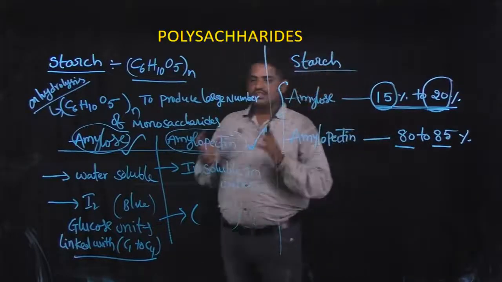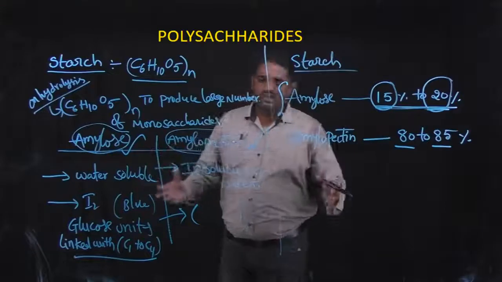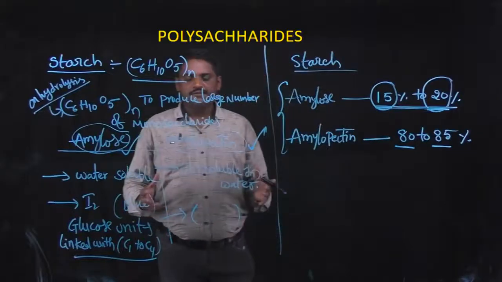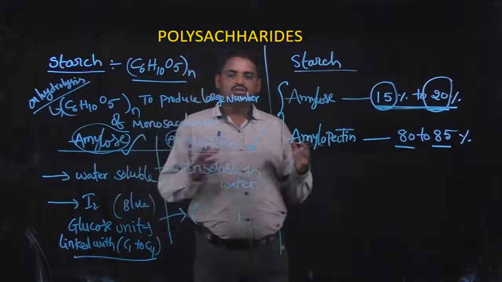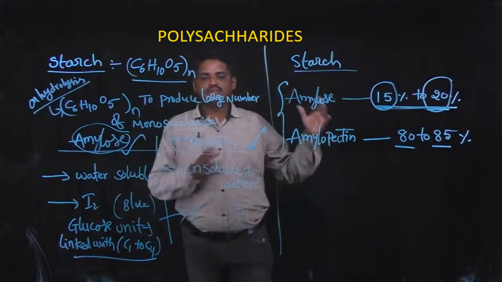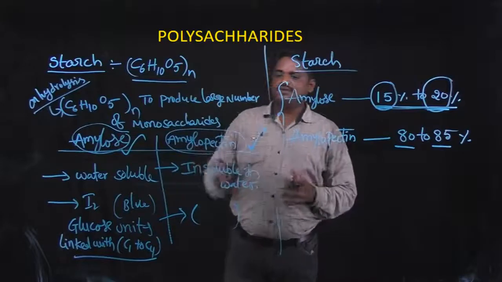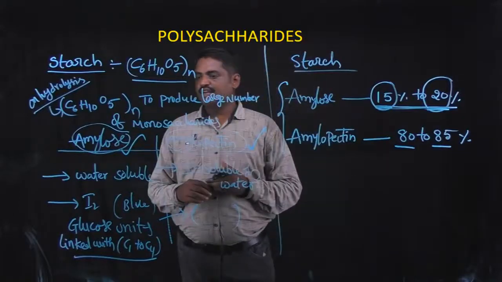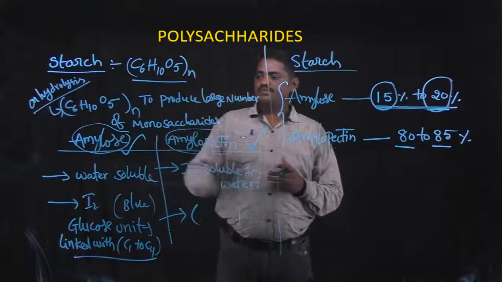Starch is a polysaccharide. So first of all, what is the meaning of polysaccharide? Polysaccharide means the molecule, in the presence of water, dissociates into multiple units. That type of saccharide is known as a polysaccharide. One example is starch.